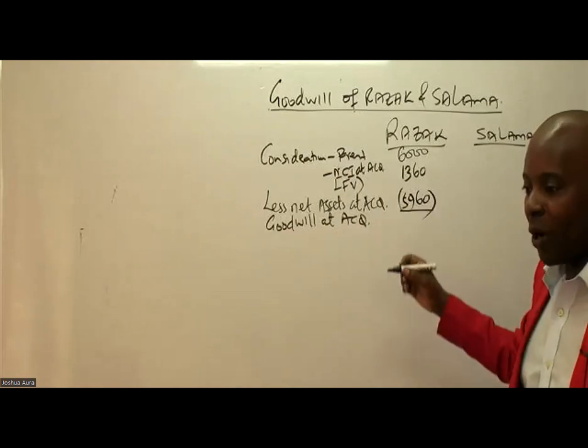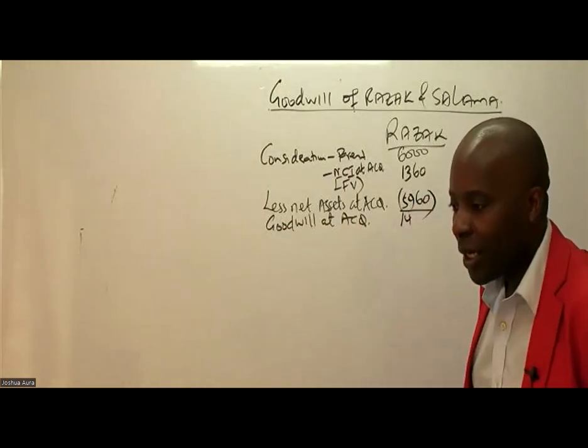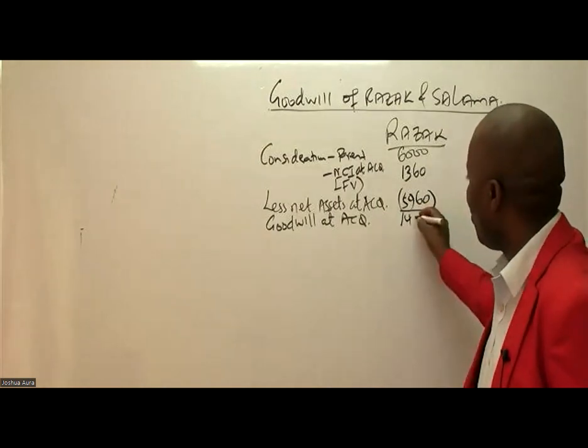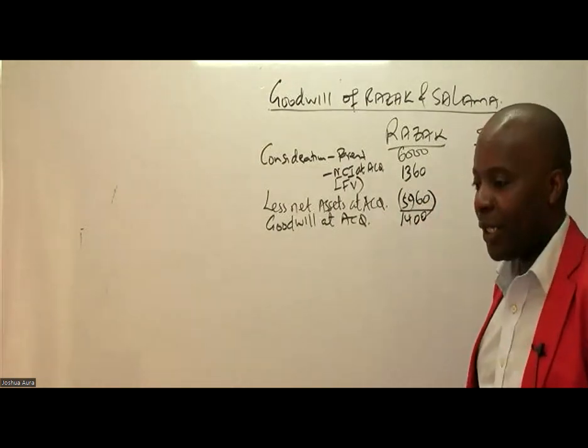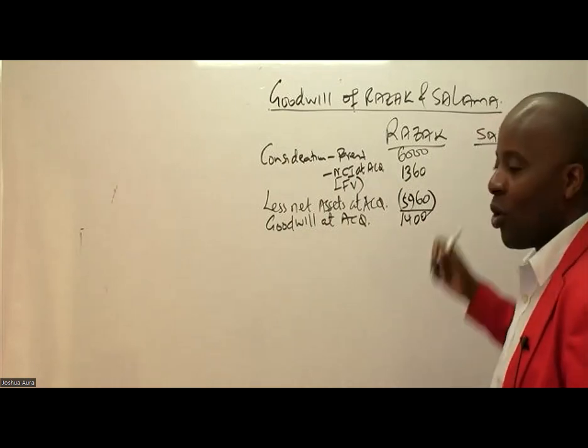So they're telling me, according to Rezi, when I acquired this at acquisition, the goodwill was 1400. How about this other company called Salama?